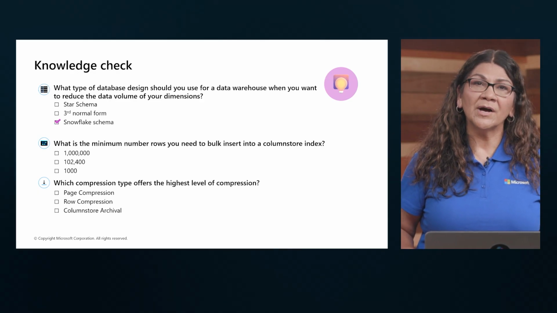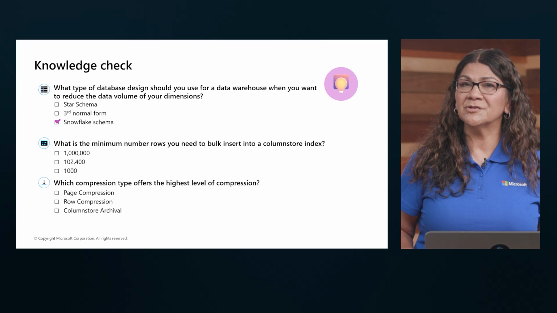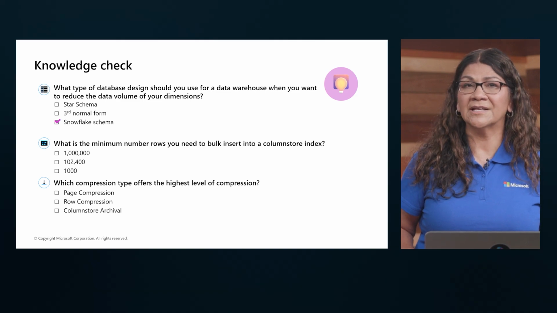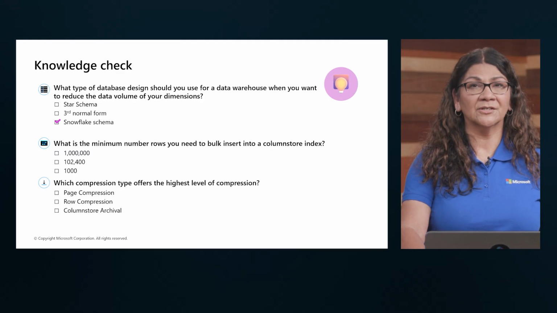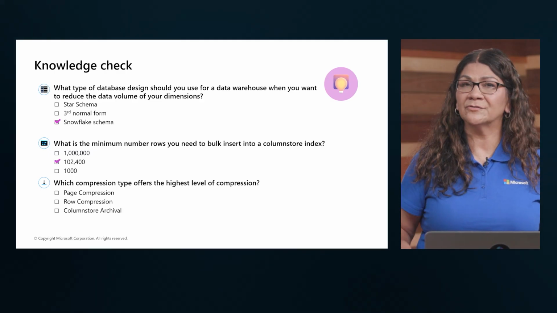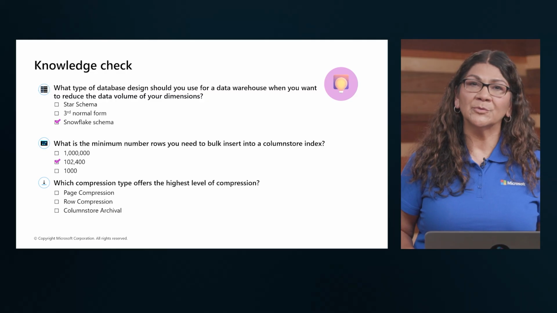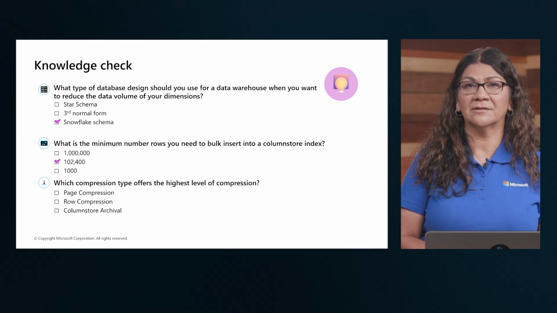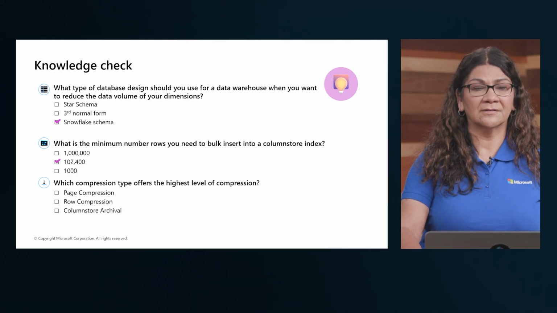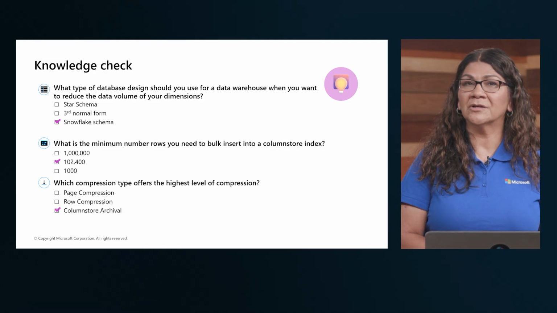Number two, what is the minimum number of rows you need to bulk insert into a column store index? Answer, 102,400. Number three, which compression type offers the highest level of compression? Answer, column store archival.